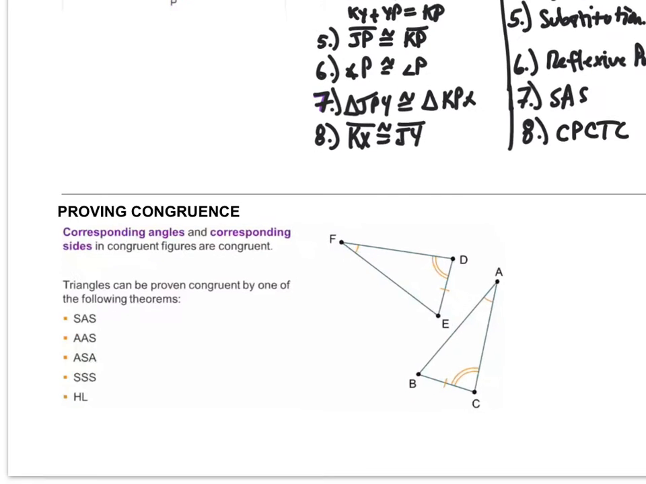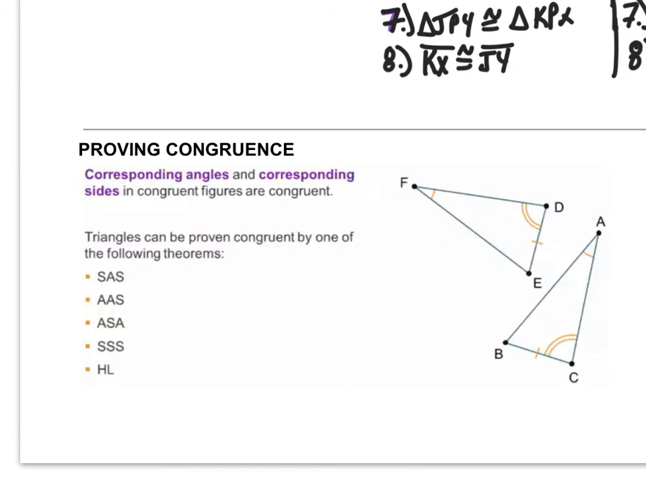So, down over here, it's just a little refresher. It says, corresponding angles and corresponding sides of congruent figures are congruent, okay? And so here's what we've got. What we know is that angle F is congruent to angle A, angle D is congruent to angle C, and then DE is congruent to BE. So look, I have an angle and a side. I have an angle and a side. And so that would be using this one, okay?